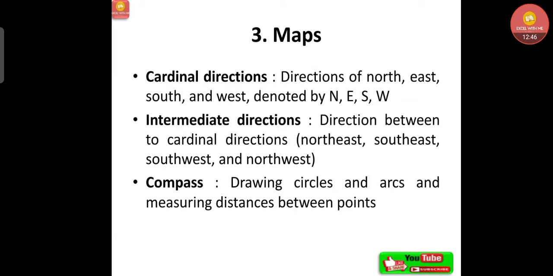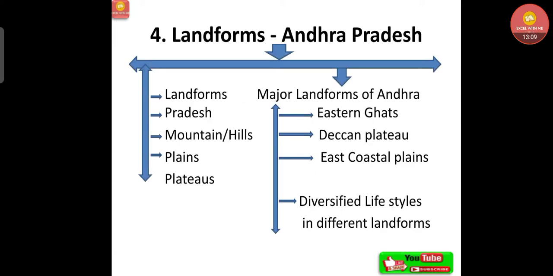Then cardinal directions, they are the directions of north, east, south and west, denoted as NESW. Then intermediate directions, the directions between 2 cardinal directions, that is northeast, southeast, southwest and northwest. Then compass, used for drawing circles and arcs and measuring distances between points.